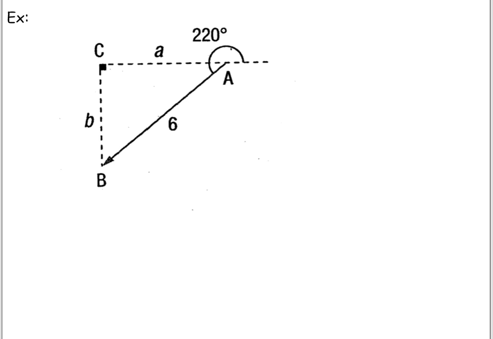So what if you have, for example, in this one, to find A and B? How would you find that? I suggest that you pause, try to figure it out, and then come back to find the solution. Okay? So first we have 220. We know this part is 180, right? So if we take 220 minus 180, we get 40 degrees. So we know that this little part here is 40 degrees.